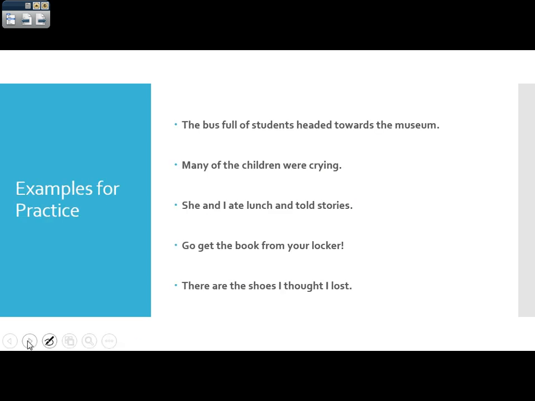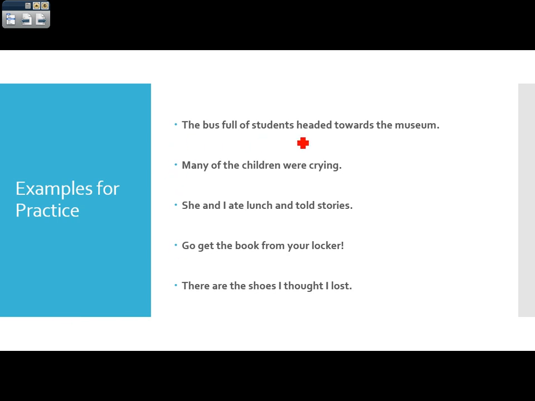Okay, some examples. On these sentences, what I want you to do is first of all find the simple subject and the simple predicate and circle them. And then I want you to underline the complete predicate and the complete subject in each sentence as well. And do this in your notes on the PowerPoint that you have in front of you. Okay, let's look at the first one together.